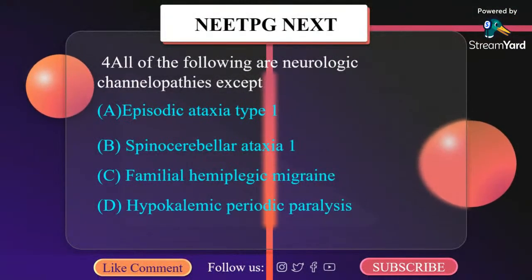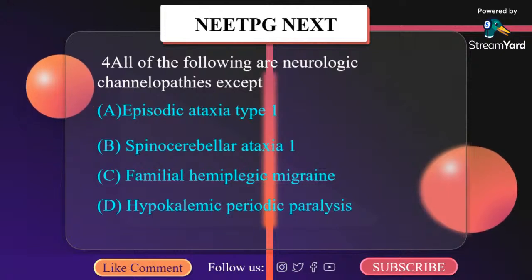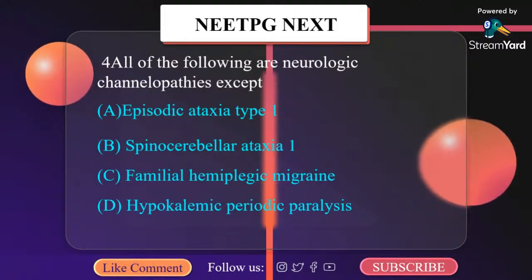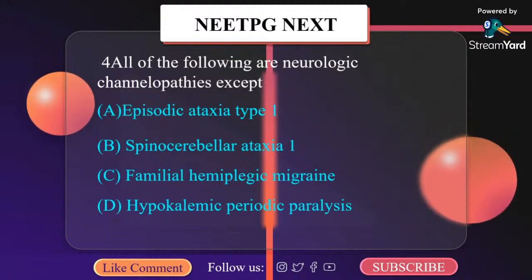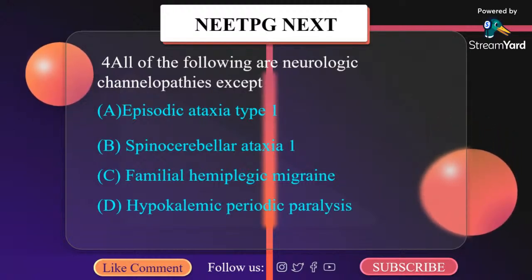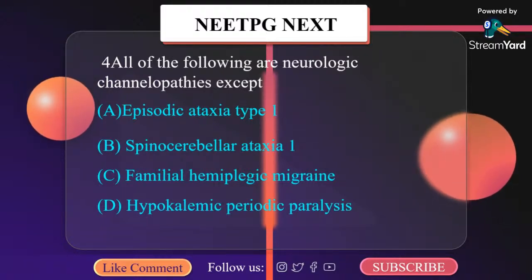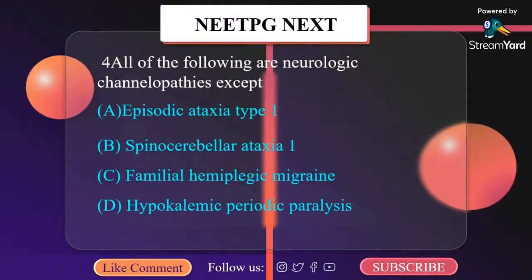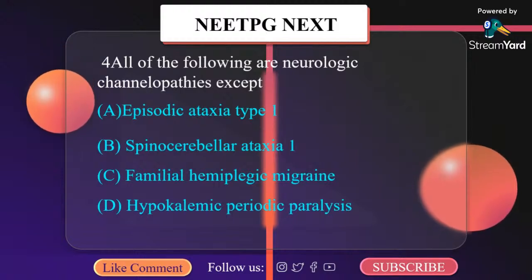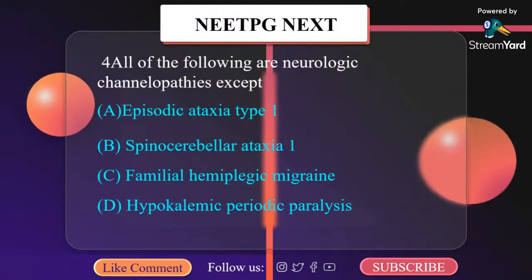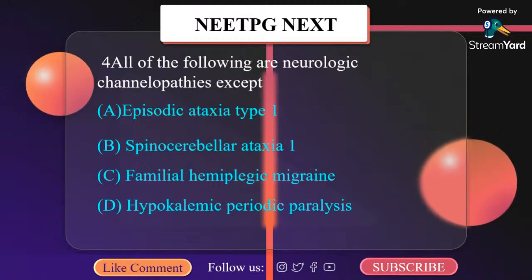All of the following are neurological channelopathies, except: A. Episodic ataxia type 1. B. Spinocerebellar ataxia type 1. C. Familial hemiplegic migraine. D. Hypokalemic periodic paralysis. See, spinocerebellar ataxia type 1 is not a neurological channelopathy, but spinocerebellar ataxia type 6 is the neurological channelopathy.